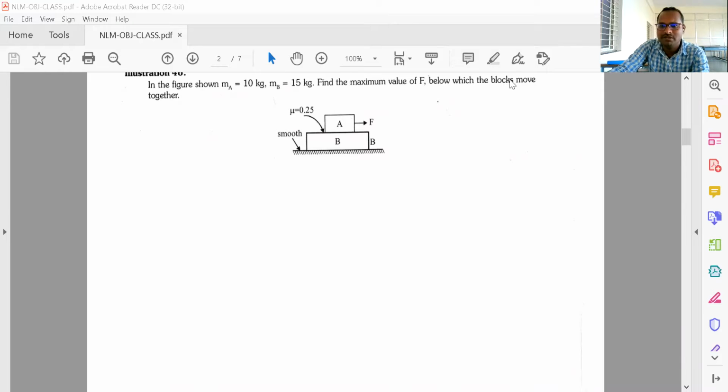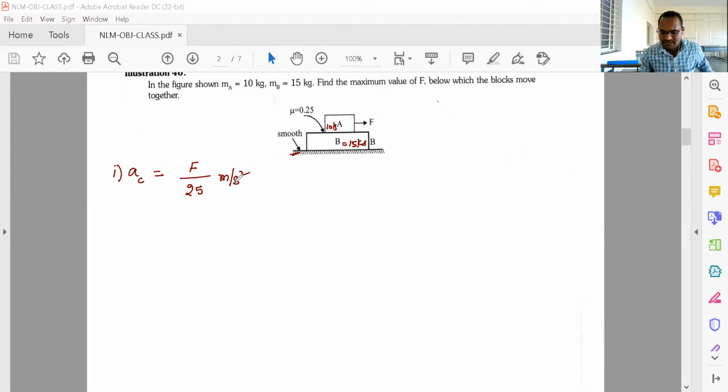Again, the concept is the same. Now you need to find the force required so that both the blocks move together. First, this is a smooth surface. Step 1, find the common acceleration. Common acceleration is force divided by mass. This is 15 kg given and this is 10 kg given. Total mass is 25 kg. So F by 25. Force applied is not given, that we need to find. So F by 25 meter per second square is the common acceleration with which they will move.